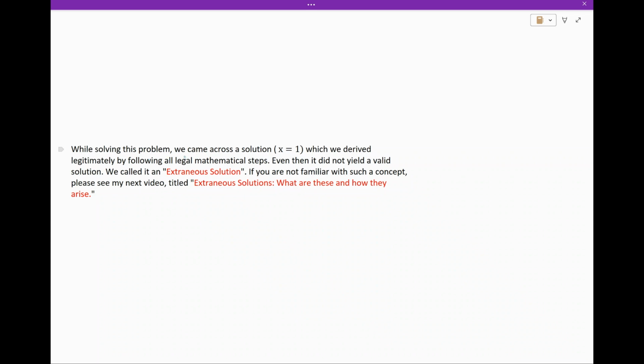While solving this problem, we came across a solution x is equal to 1, which we derived legitimately by following all legal mathematical steps. Even then, it did not yield a valid solution. We called it an extraneous solution. If you are not familiar with such a concept, please see my next video, which is titled Extraneous Solutions. What are these and how they arise?